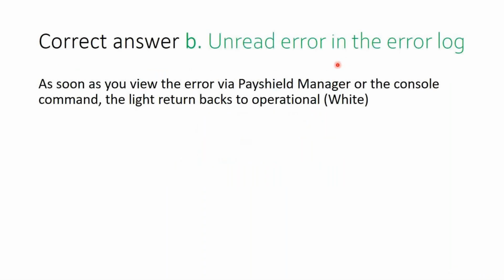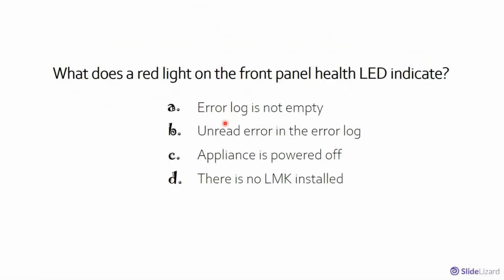So the error logs, they don't have to be empty. You just have to view those logs. As soon as you open the logs, either via PayShield Manager or the console, the light returns back to the operational state. So for A, you have selected that error log is not empty, or B says unread error. So you have to select B. As soon as you read them, it is again back to white state.